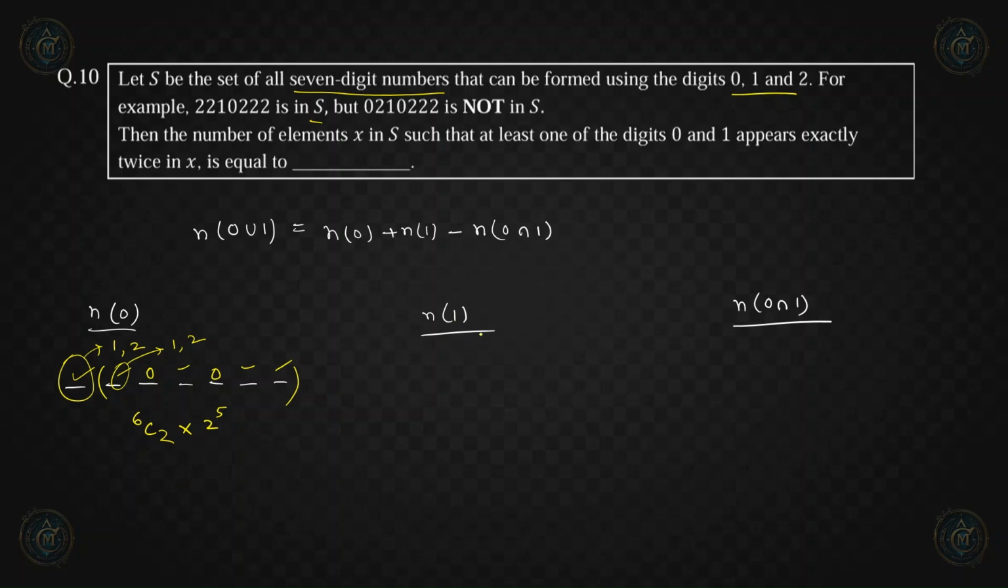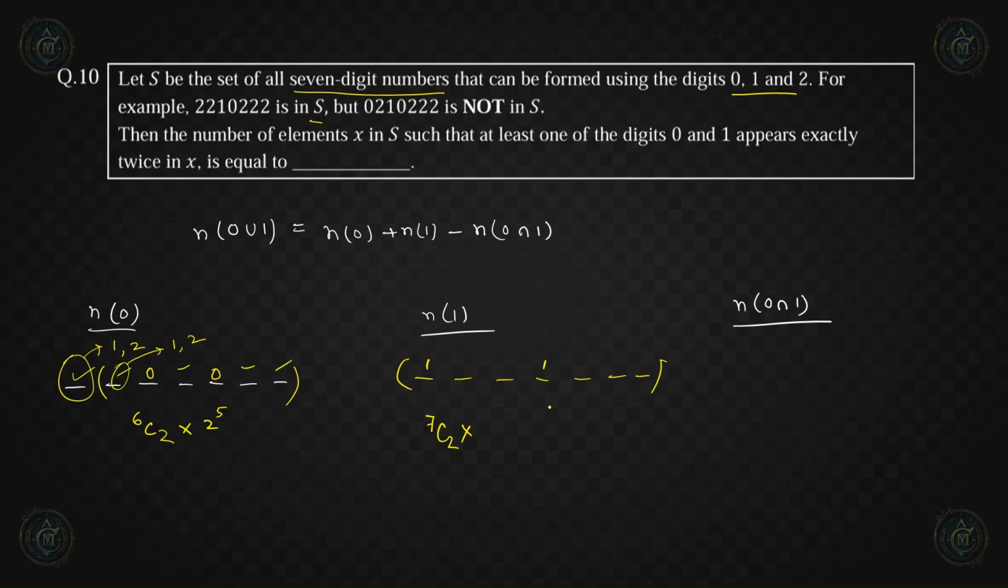Coming to this n of 1, if we again count by the same method, these are 7 places. Then we select 2 places out of these 7 places, and place 1, right? Then there are 5 places remaining.